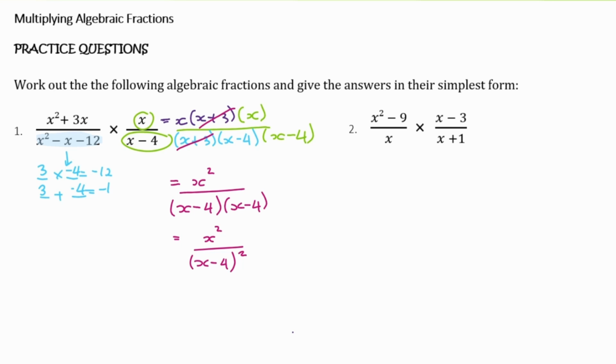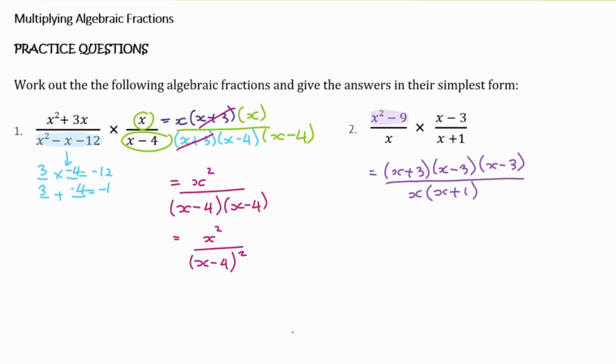For number 2, we've got x squared minus 9 in the first numerator. And because that's a difference of two squares, we can factorize that as x plus 3 and x minus 3. We then multiply it with the second numerator, which is x minus 3. And in the denominator, we multiply x by x plus 1.